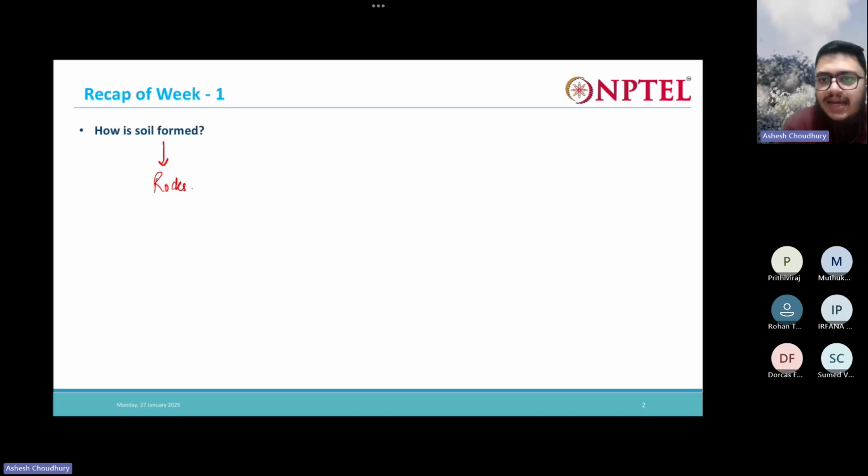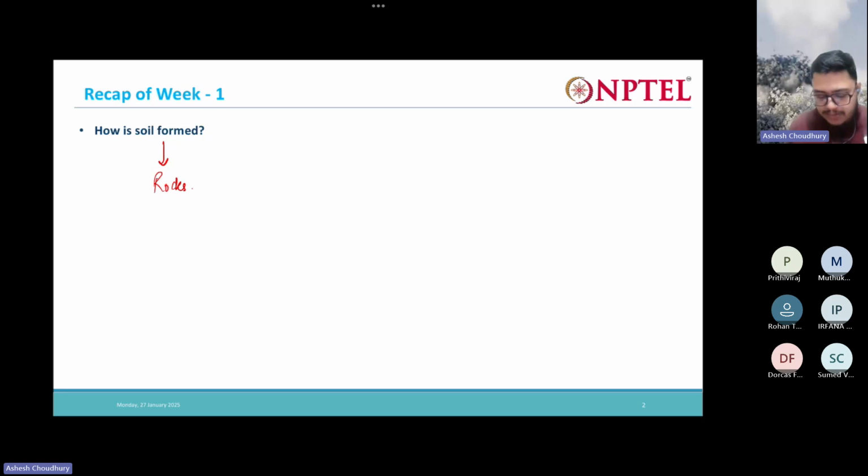So what happens is that rocks undergo disintegration. How does it undergo disintegration? Weathering, the effect of wind, chemical action and all those things. Due to that, rock weathers or disintegrates, and due to the disintegration of rocks, soil is formed. And rocks are also of different types, right?